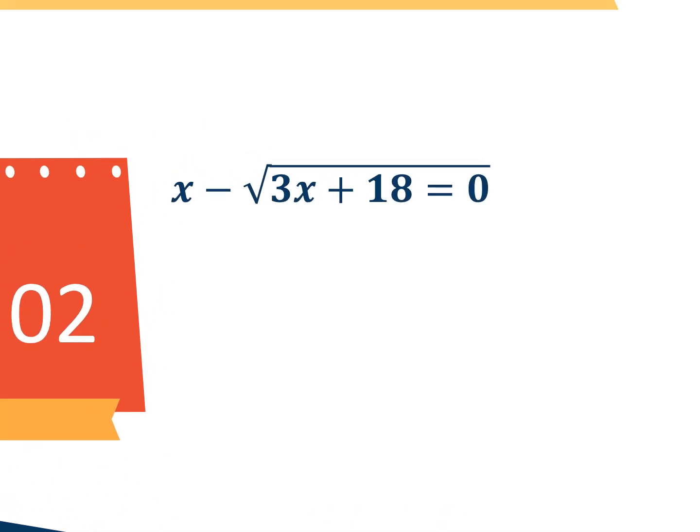Now, this is a typo, right? The square root shouldn't be over that equals 0. Right? So it should just be x minus the square root of 3x plus 18 equals 0. And now we're going to work this out the same way as we did the other one. Right? The first thing we want to do is always get the square root by itself. Right? So let's add the square root of 3x plus 18 to both sides.